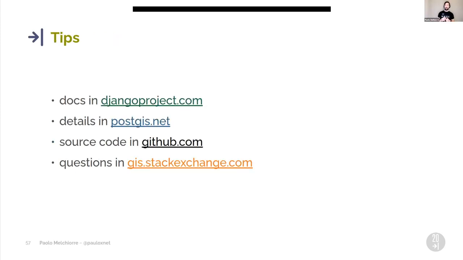At the end of the talk, before saying goodbye, I want to share with you some tips based on my experience as a map developer with Django. First one is read the documentation in the Django website because it's full of information about GeoDjango itself. Read details about geographical queries in the PostGIS website because it helps you to understand how things work at a lower level.